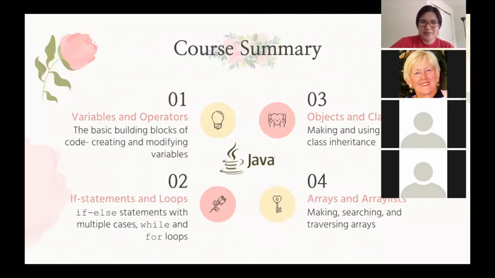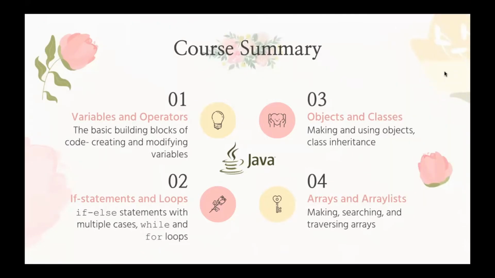So basically, during this course, we went over 4 major things. The first one is basic variables and operations. These are just the basic building blocks of code: the different data types available in Java and what you can do to manipulate those data types. The second one is if statements and loops. If-else statements can do multiple cases, and these are different ways you can iterate over code, or do branching code, using if statements and for or while loops.